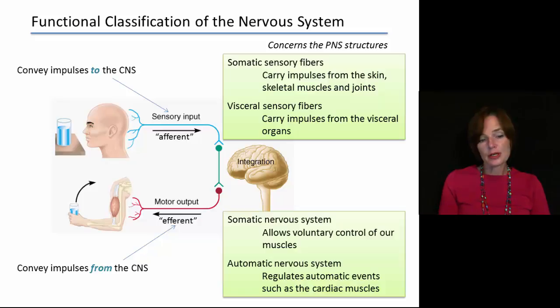The motor output is going to include the somatic nervous system. This is going to allow voluntary control of our muscles, so we will control those muscles and command them to do what we want them to do. And then it also includes the autonomic nervous system, which regulates automatic movements such as the cardiac muscles. Those are things that are involuntary. They are going to happen. We don't have any conscious control of those.